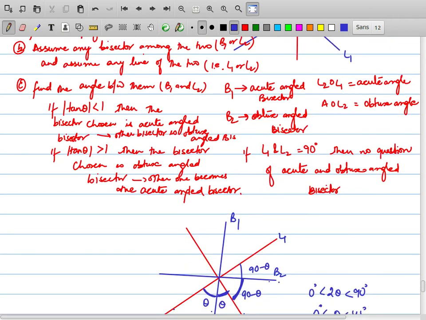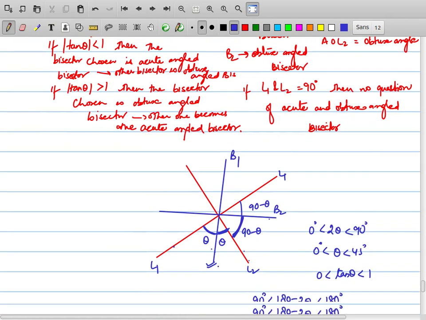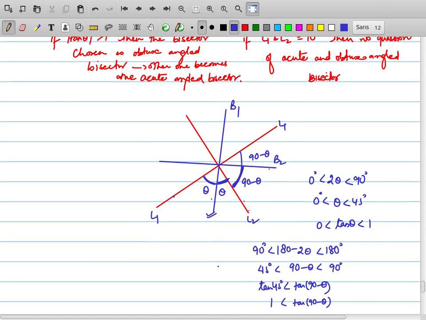You can take any line and any bisector and find the angle between them. If the bisector you have chosen is an acute angled bisector, then for the angle between any line that you have chosen, L1 or L2, and the bisector, tan theta should come out to be less than 1. And if the value is greater than 1, then the bisector that you have chosen is the obtuse angled bisector. Now let's take an example on this.